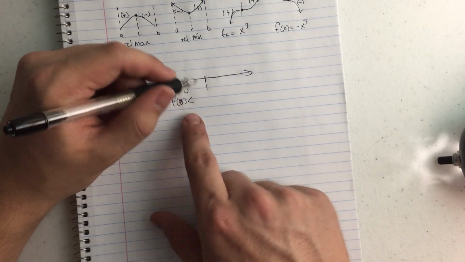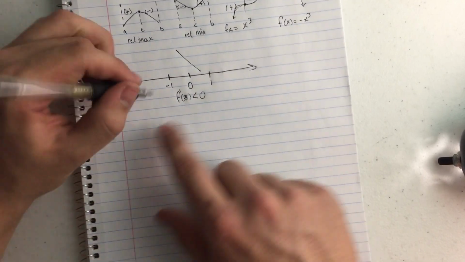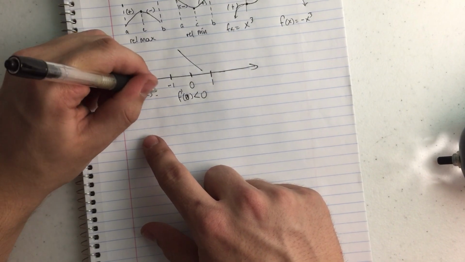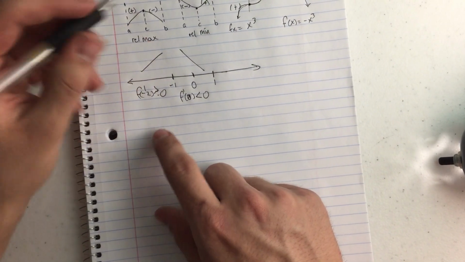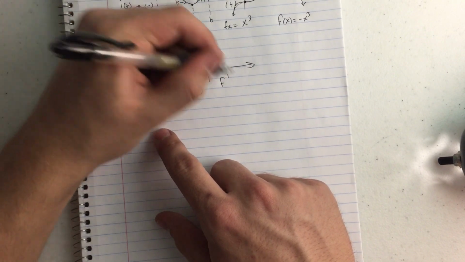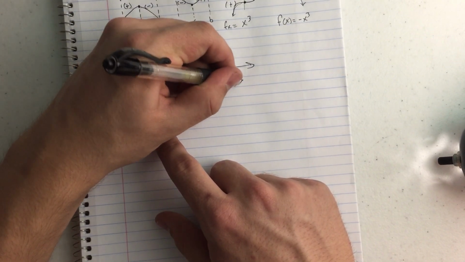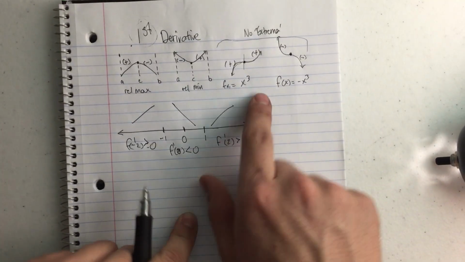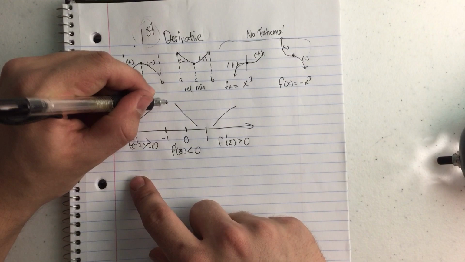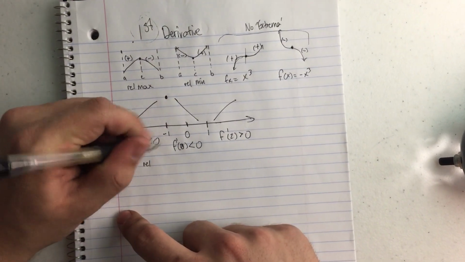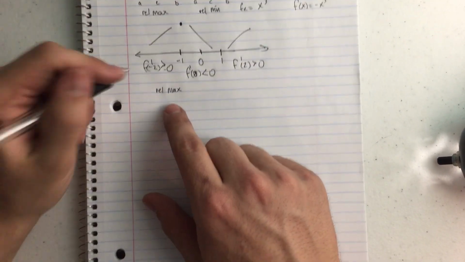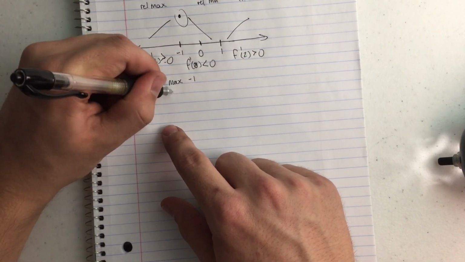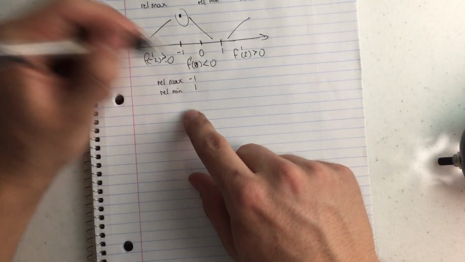If it was less than 0, then it'd be negative. You'd test f prime of -2, and if it's greater than 0, then it'd be positive. And then if f prime of 2 is greater than 0, then it'd be positive again, because if it's greater than 0, that's a positive slope. And so we'd have a relative max at -1 and a relative min at 1.